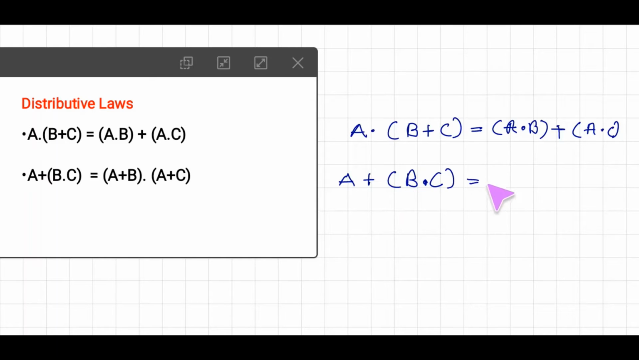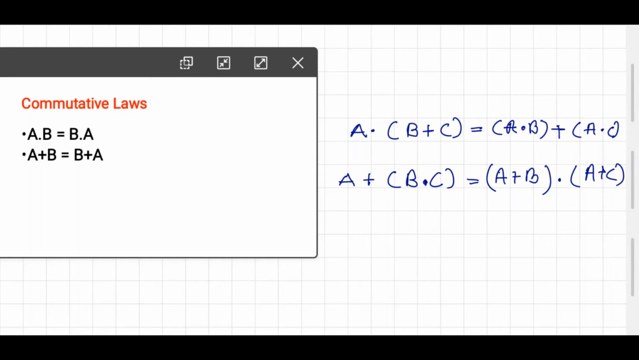A is ORed with B, that is A or B. Here it is an ANDing operation, so ANDed with A or C gives the same result. So this is the distributive law related to Boolean algebra.